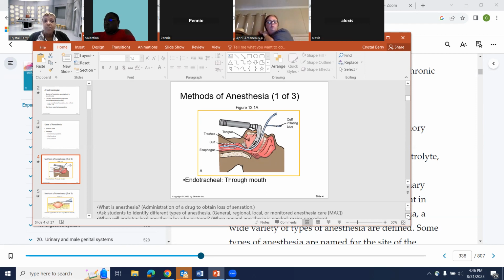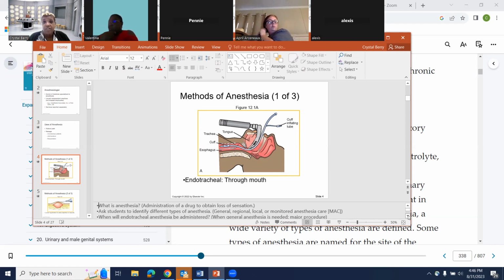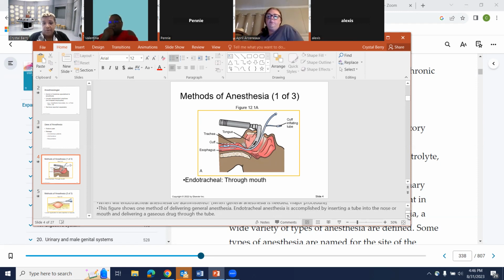So that's definitely going to be one of your test questions. What are the different types of anesthesia? So you might want to highlight that or mark that down. The figure shows one method of delivering general anesthesia. Endotracheal anesthesia is accomplished by inserting a tube into the nose or mouth and delivering a gaseous drug through the tube.